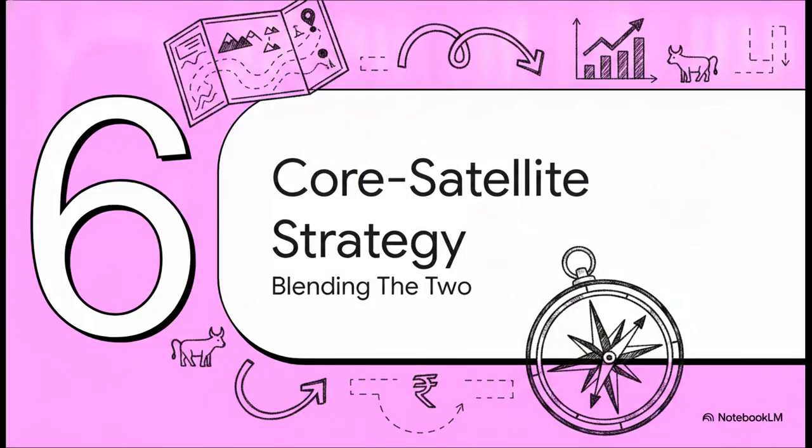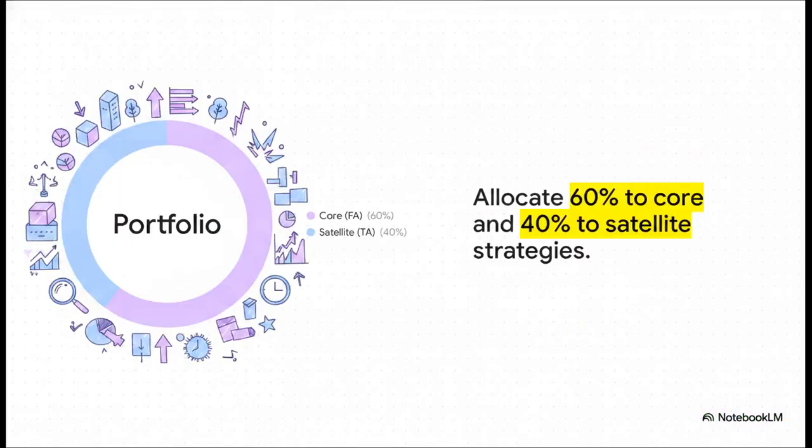Section 6. The core satellite strategy. So how do we actually blend these two together? Let me introduce you to the ultimate actionable framework to deploy both the map and the compass effectively. Capital allocation elegantly breaks down into what's known as the core satellite strategy. Let's say you have a corpus of 500,000 rupees. You don't just split it down the middle.